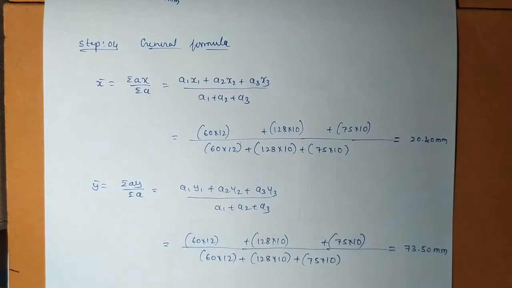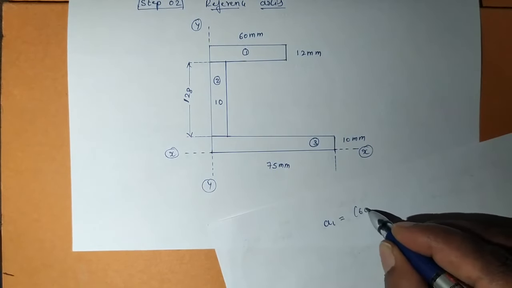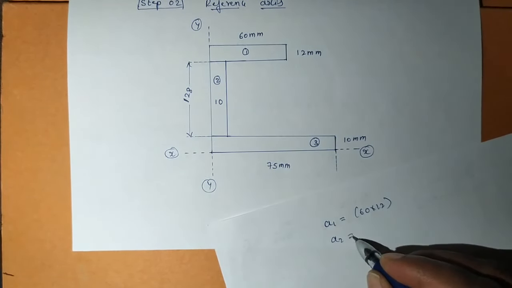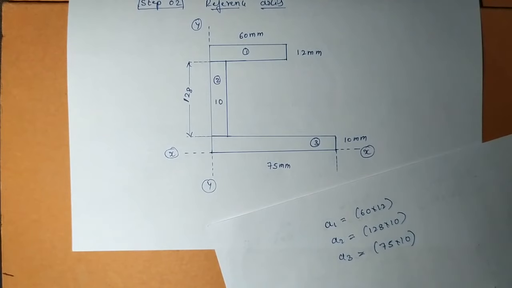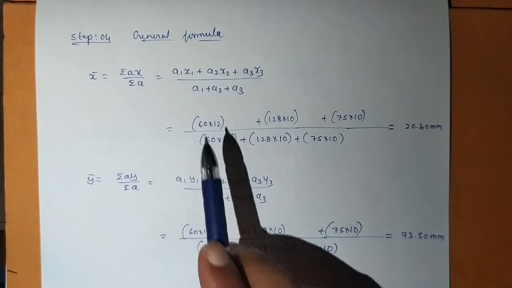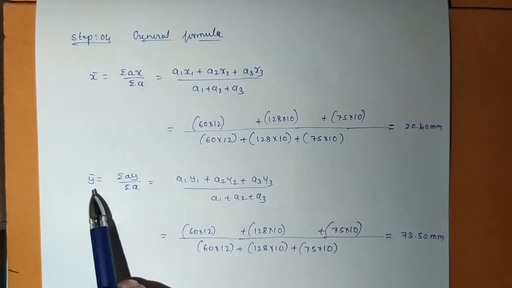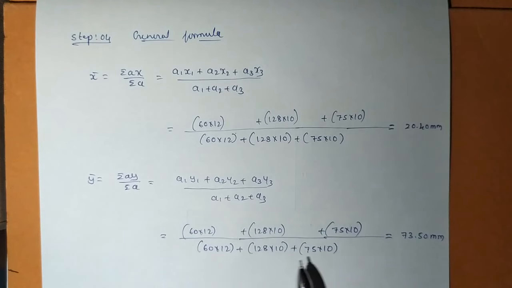Now, what is A1? Area of section number 1, 60 into 12 mm. What is the area of section number 2? 128 into 10 millimeter. Similarly, area of section number 3, 75 into 10 millimeter. Now let us substitute for A1, A2, A3 in this equation, and similarly in the y bar equation.